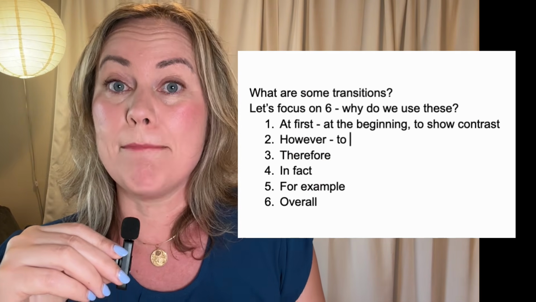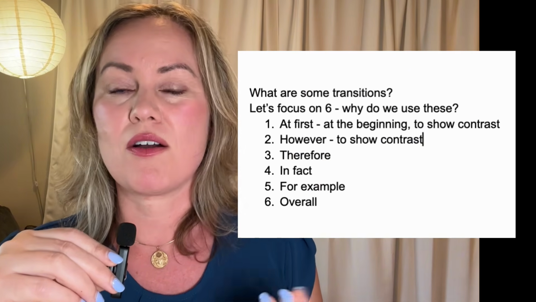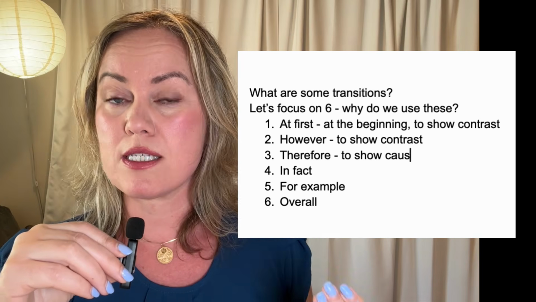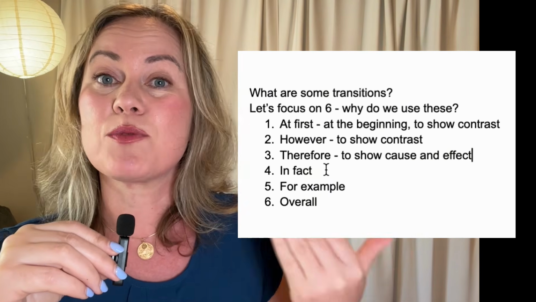Next, we have however, similar to but. Instead of using but all the time, level up and say however. And there are other options as well, I'll show you in a minute. But however shows contrast between two ideas or things. Next, we have therefore, which shows cause and effect. It's really hot out today, therefore I'm wearing short sleeves.